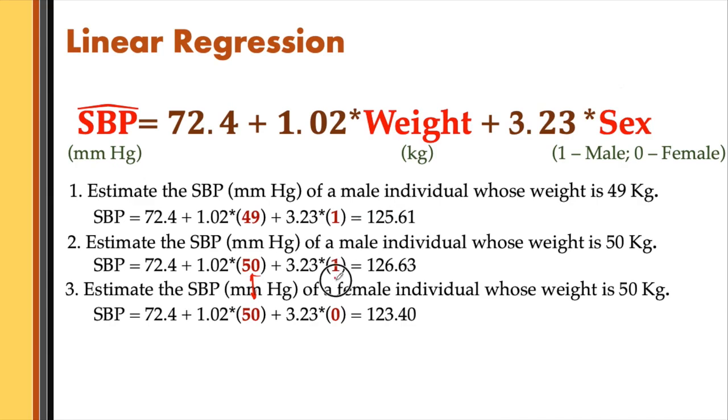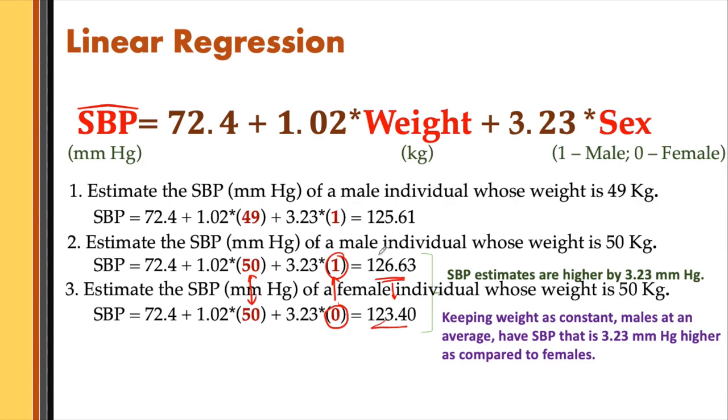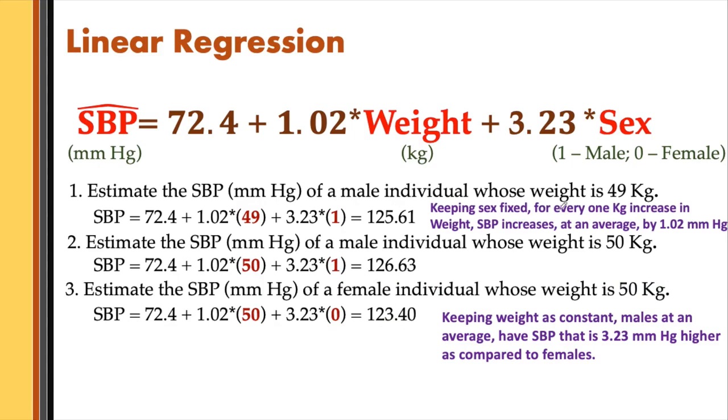When the value of sex was increased from 0 to 1, in other words, when you compare female to male, the systolic blood pressure will increase by an estimate of 3.23. So keeping weight constant, males on average have systolic blood pressure that is 3.23 millimeters of mercury higher as compared to females. Now, given our finding a while ago that keeping the sex fixed, a 1 kilogram increase will increase the systolic blood pressure by 1.02, that is represented by the coefficient here.